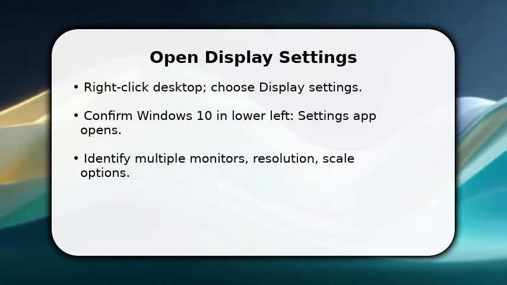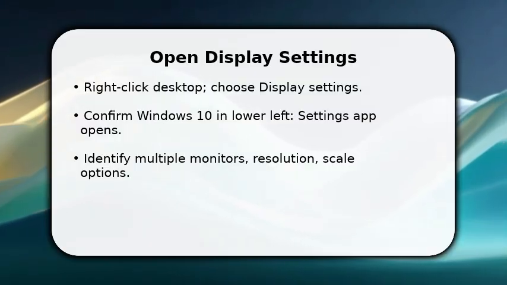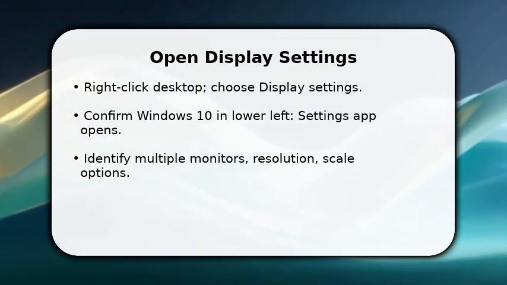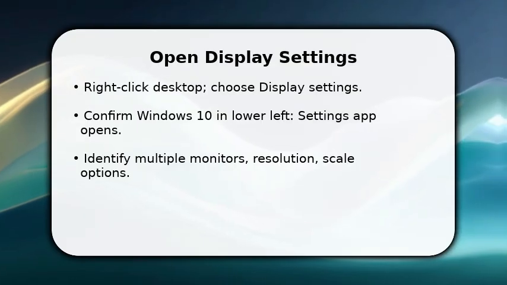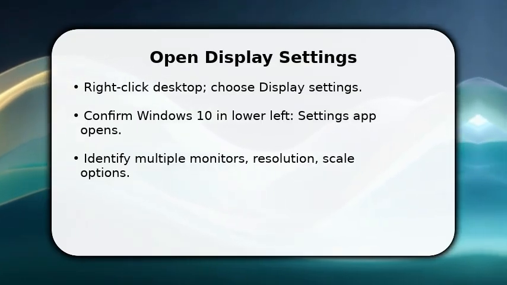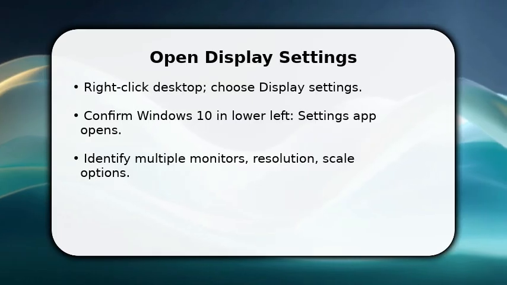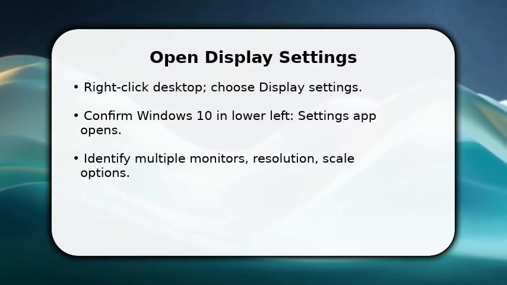You'll start by opening display settings directly from the desktop. Right-click and pick Display Settings so you land in the right panel immediately. Once done, make sure Windows shows the settings header and that you can see monitors labeled 1 and 2.